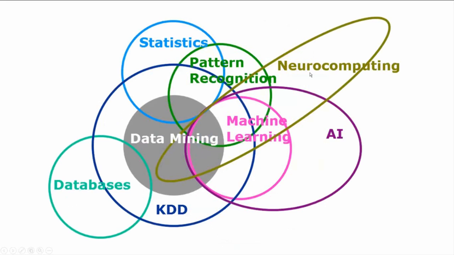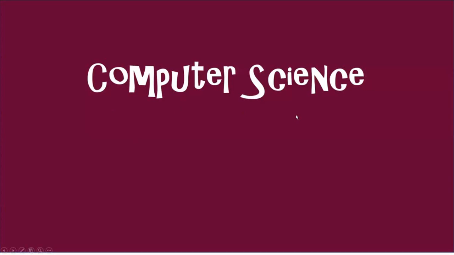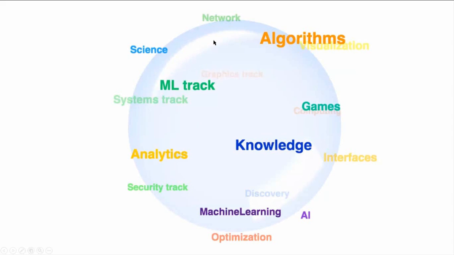And then you combine everything together: neural computing using neural networks, artificial intelligence, machine learning, pattern recognition, statistics, data mining, knowledge decision systems, database, computer science. Computer science is the core. And computer science nowadays includes algorithm, game, interface, AI, knowledge, machine learning, discovery, optimization, science, machine learning track, graphics track, system track, analytics, and security tracks.